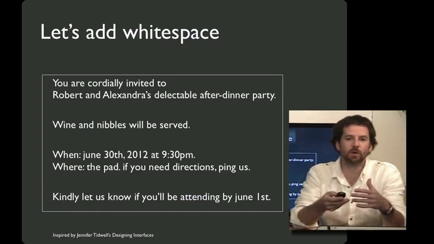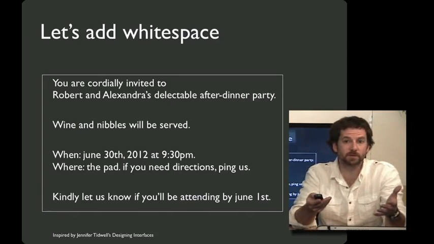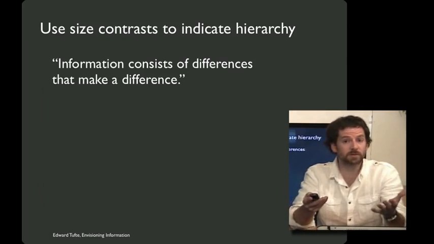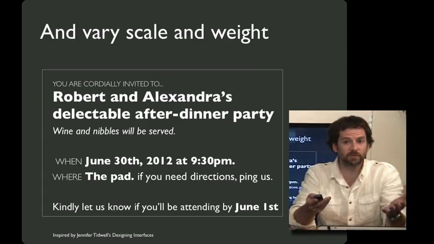But I bet we could do more. So what else might we be able to do here? Let's explore using typographic variation and size contrast to give some sense of the visual hierarchy. And as Edward Tufte describes it, information consists of differences that make a difference. So here we've done adding some scale and some weight.